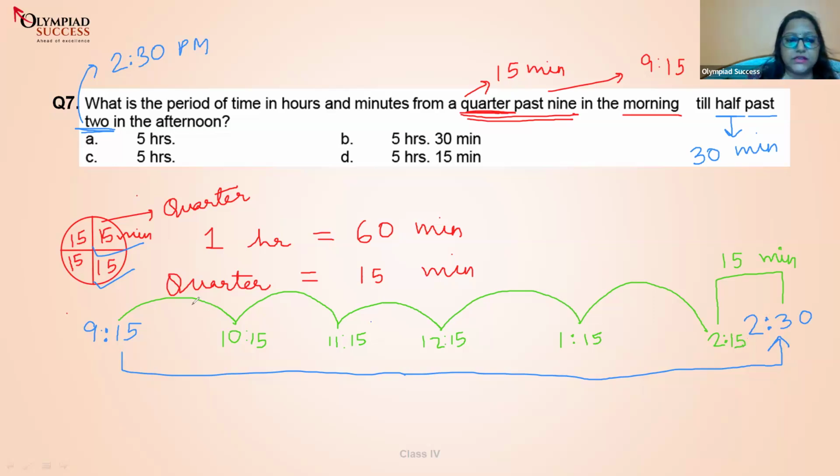So how many hours? This is 1 hour, this is 2 hours, this is 3 hours, this is 4 hours, this is 5 hours. 5 hours and 15 minutes. Correct? So this is your answer. 5 hours and 15 minutes. Got it, beta?